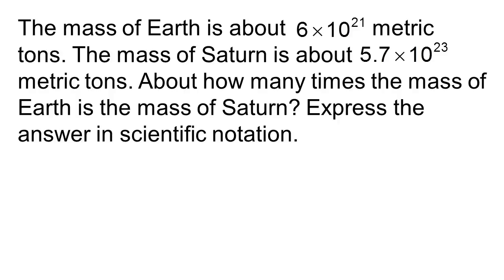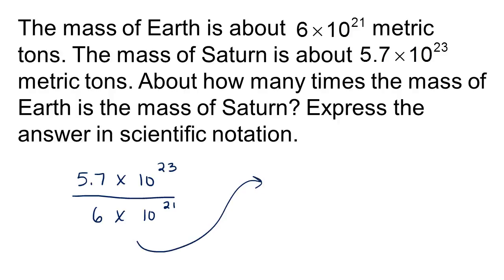So to answer this, we need to take the mass of Saturn, which is 5.7 times 10 to the 23rd, divided by the mass of Earth, which is 6 times 10 to the 21st. So when dividing scientific notation, we'll simply take 5.7 divided by 6, and that is equal to 0.95.